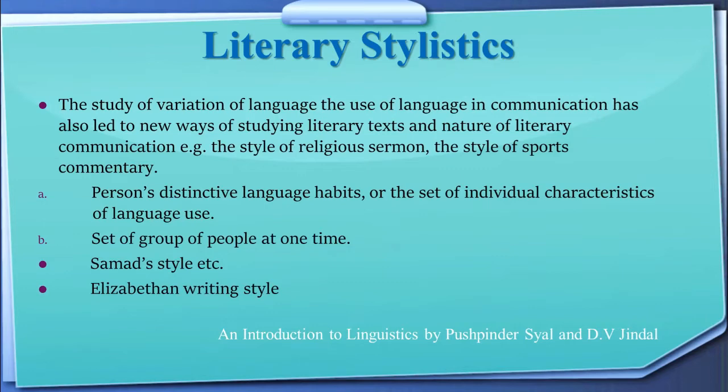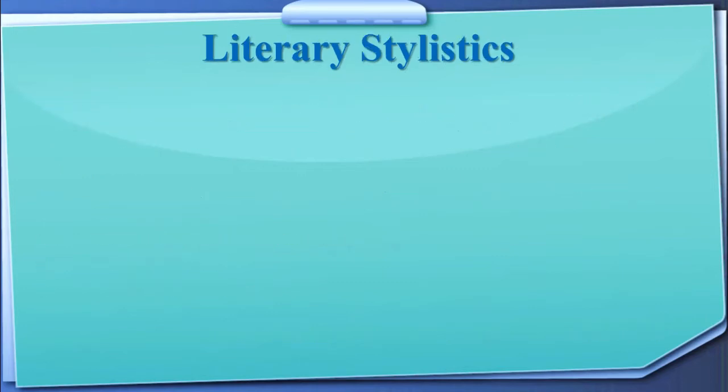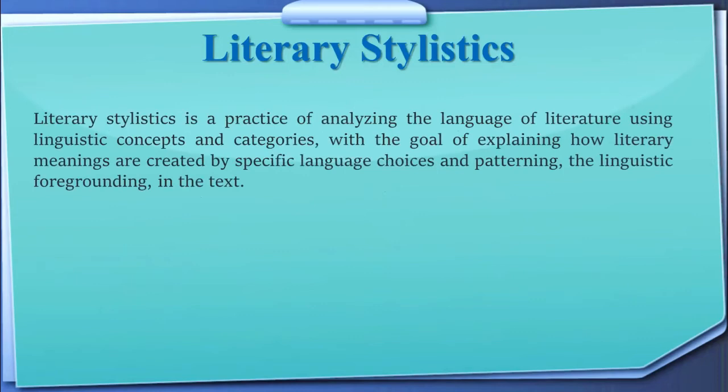There are so many other writing styles in literature. Literary stylistics is a practice of analyzing the language of literature using linguistic concepts and categories, with the goal of explaining how literary meanings are created by specific language choices and patterning, the linguistic foregrounding in the text. Now, when we talk about literary stylistics, it is actually the practice of how language is used in different genres of literature. These are the linguistic concepts and categories when we talk about the study of literary stylistics.